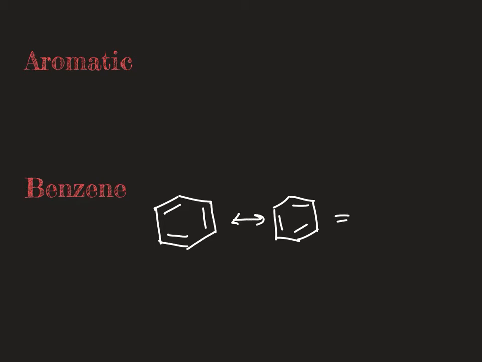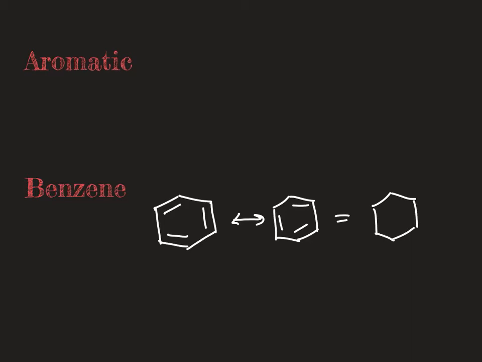So benzene is a six-membered ring, much like cyclohexane, but yet very different. It has alternating single and double bonds. Now you can draw double bonds in that location. You can draw the resonance structure where the double bonds are in the opposite location. And in reality, benzene is the average of those two.